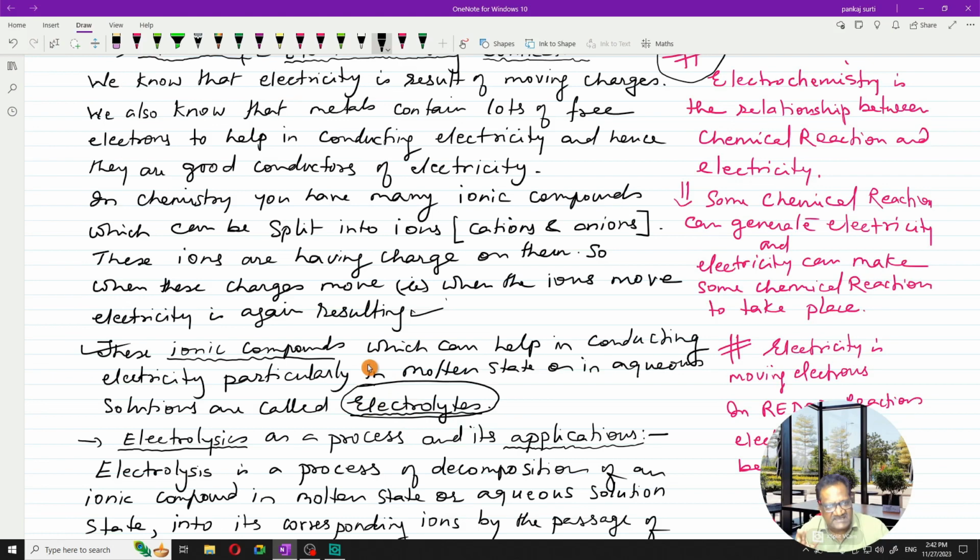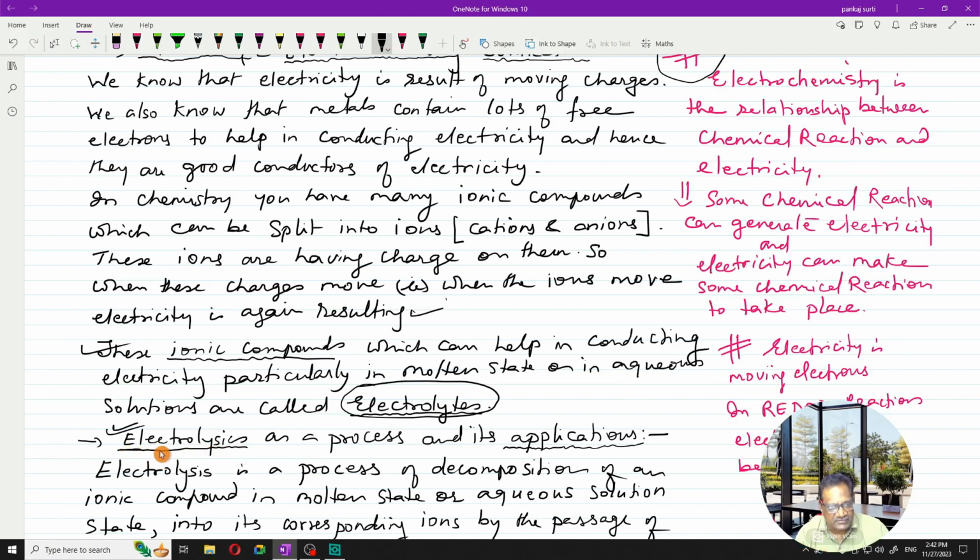This is something which is known as electrolysis. If somebody asks you the definition of electrolysis, then this is the definition. An electrolyte is that particular chemical substance, that ionic compound, which will ionize and help in conducting electricity. That substance is known as an electrolyte, and the process of getting electricity from the chemical reaction is nothing but electrolysis. So let us try to understand the process of electrolysis.